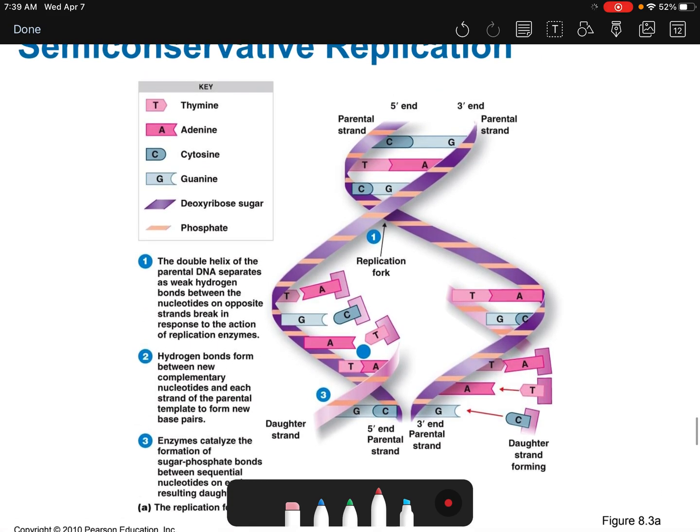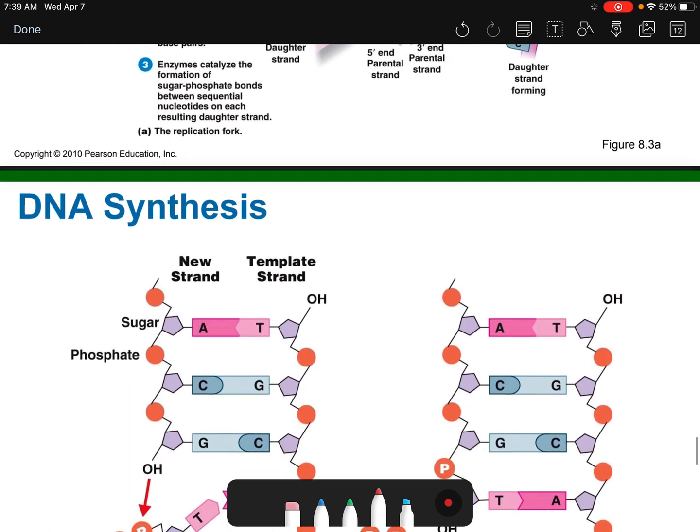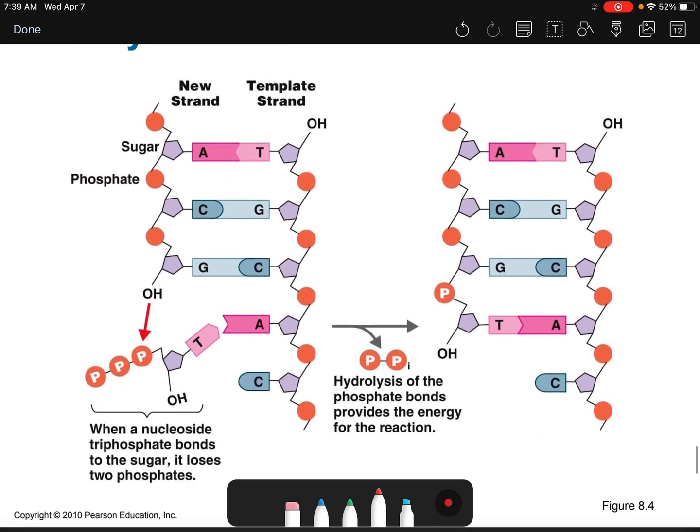So there you can see the gyrase has come along and relaxed the supercoiling. The helicase has come along and separated these DNA strands right here at the replication fork, and now DNA polymerase can come along and put down these new nucleotides according to the correct base pairing. Okay, again, A with T, C with G.